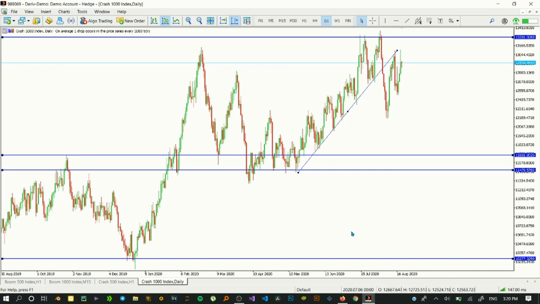Okay traders, this chart right here, it's Crash 1000, on the daily time frame. As you can see, there are a lot of lines, but before I start explaining everything, I'm going to show you every single step before we do the basic and the crucial thing. So personally, I trade these instruments, Boom and Crash, through steps. I use those steps.